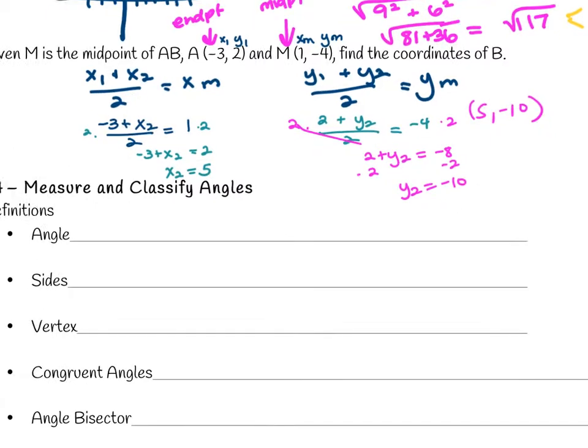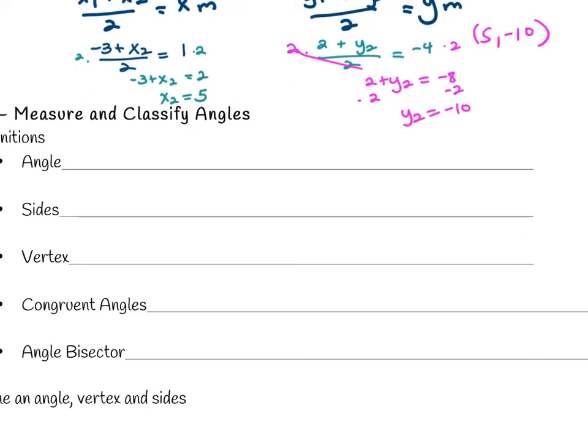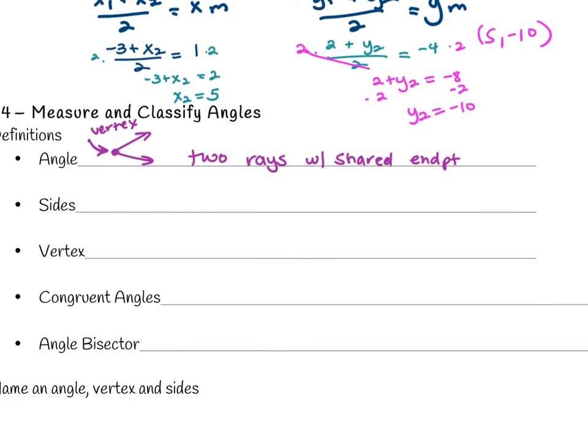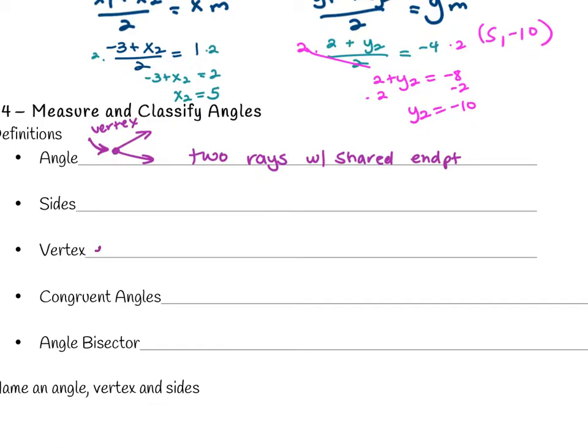All right, 1-4, we got into classifying angles. This is the stuff you know really well, right? You've been doing this since elementary school. Okay, an angle, the sides are rays, right? So it's got 2 rays and it meets at a vertex. So that kind of takes care of all that, right? 2 rays with a shared endpoint. That endpoint is called the vertex. And the sides are rays.